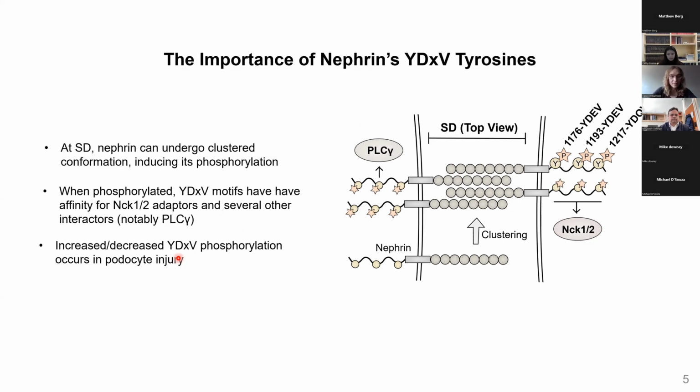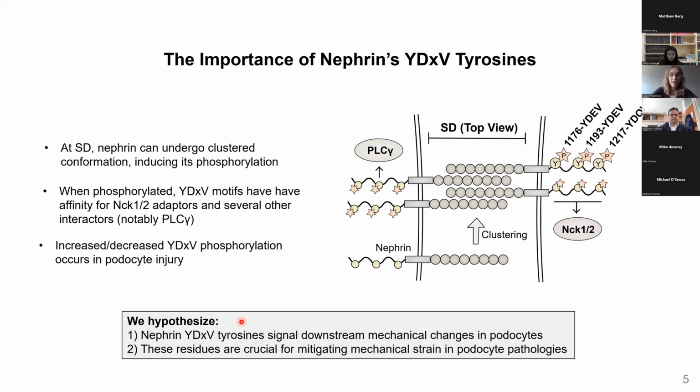However, we hypothesize that nephrin YDXV tyrosines signal downstream mechanical changes in podocytes, and that these residues are crucial for mitigating mechanical strain in podocyte pathologies.